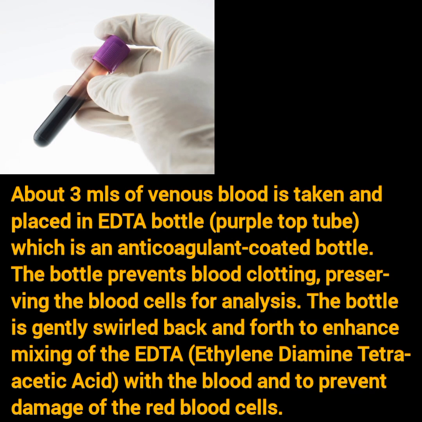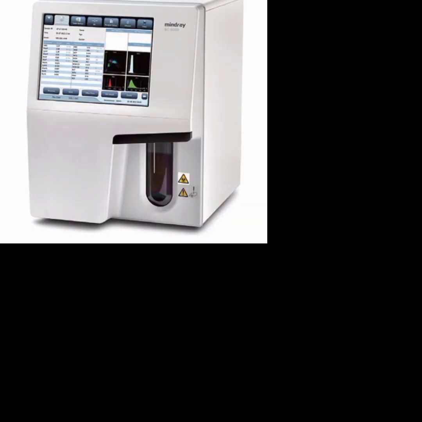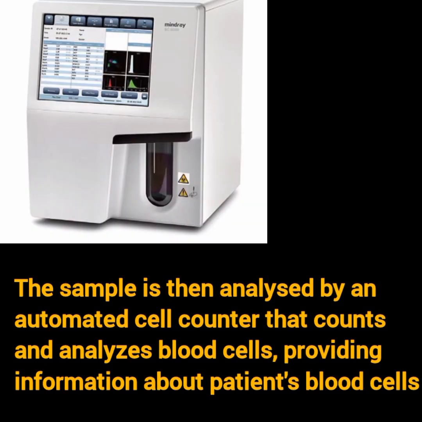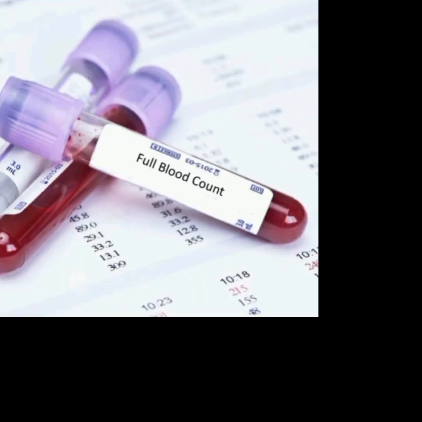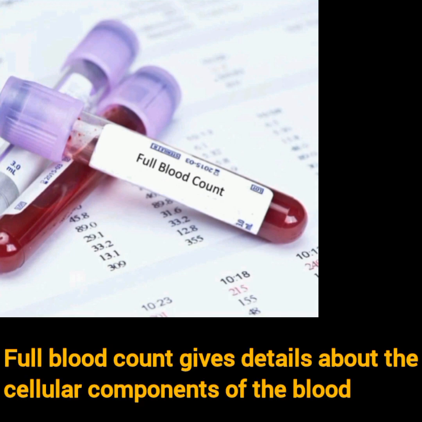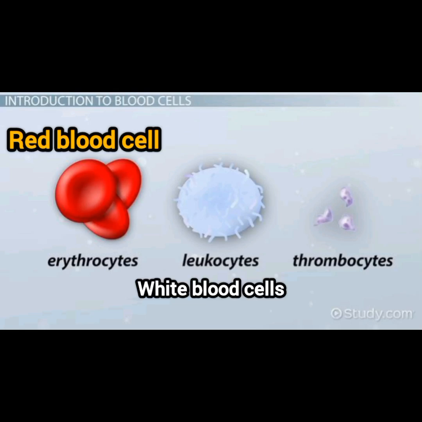The sample is then analyzed by an automated cell counter that counts and analyzes the blood cells, providing information about the patient's blood cells. Full blood count interpretation. Full blood count gives details about the cellular components of the blood, which are red blood cells, white blood cells, and platelets. A sample example of how the full blood count looks like.